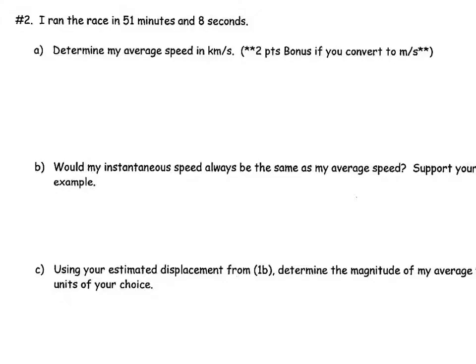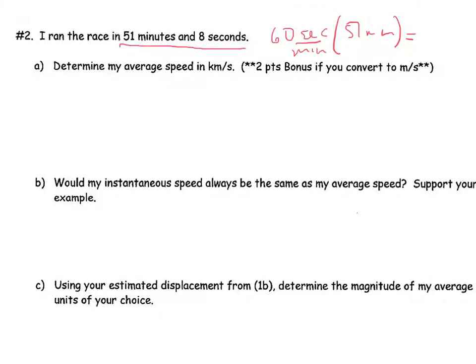Okay, part 2 is still related to the running. So I ran the race in 51 minutes and 8 seconds. So I have to get all that into seconds. To do that, I know that there's 60 seconds in every minute. And I ran 51 minutes. So that's going to be 51 times 60, which works out to be 3,060 seconds. And now I have to add on the 8. So I'm going to end up with 3,068 seconds.